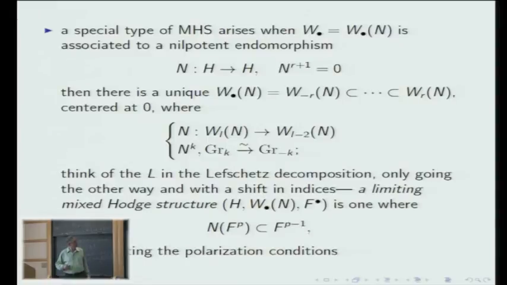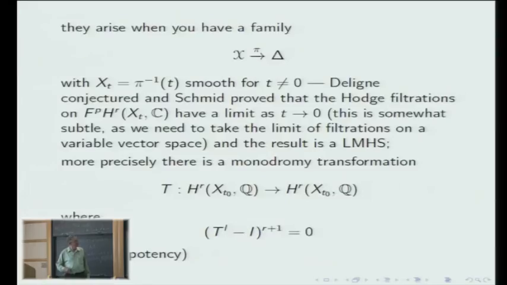The special type of mixed Hodge structure is called a limiting mixed Hodge structure. It is one where the weight filtration comes from a nilpotent endomorphism, and it shifts the Hodge filtration only by 1. The way these things come about, going back to Sophie's talk, is if you have a family of algebraic varieties over the disk which are smooth outside the origin. Over the origin, you can fill it in with, say, a normal crossing variety, something that's a union of smooth things meeting transversely.